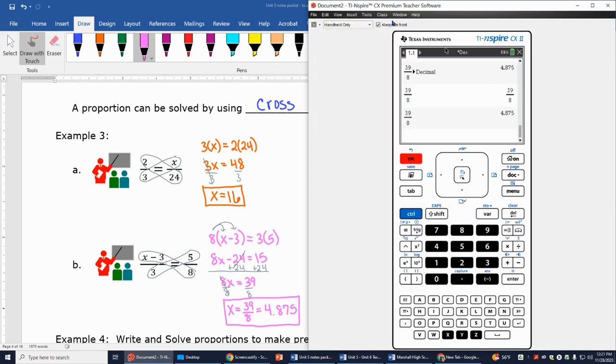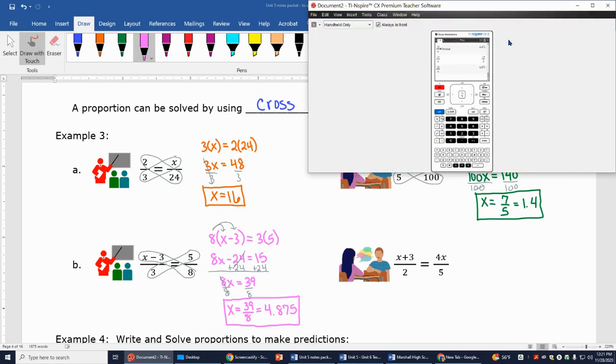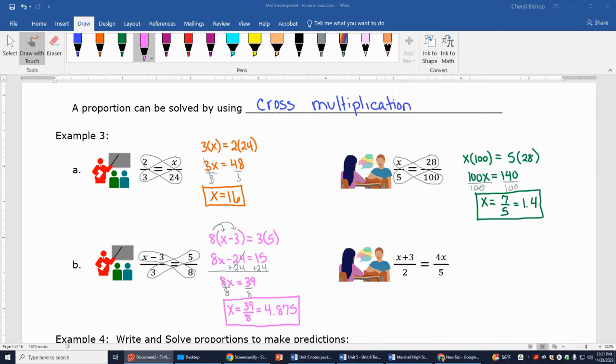All right, let's look at that. Oops. Let's look at that last one. I'm doing all sorts of weird things with my calculator there. Okay, our last one over here.